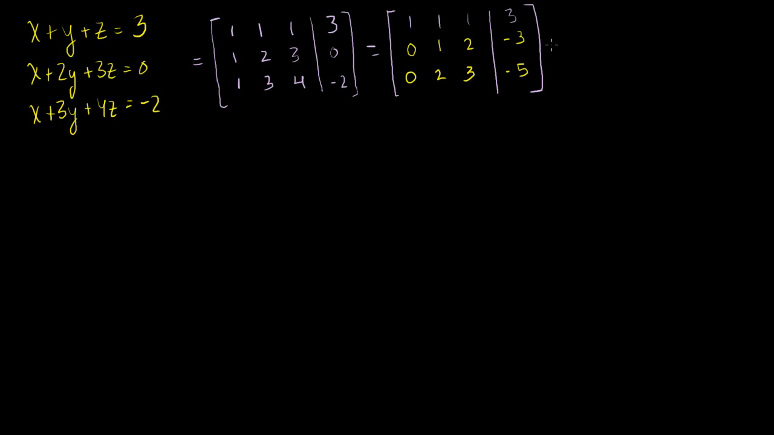So let's do it. I'm going to keep my second row the same. My second row is 0, 1, 2, and then I have a minus 3 in the augmented part of it. And to zero this out, what I can do is replace the first row with the first row minus the second row. So I get 1 minus 0 is 1.